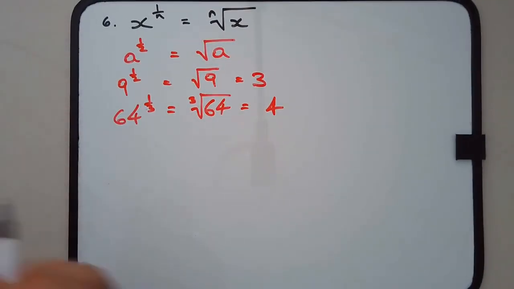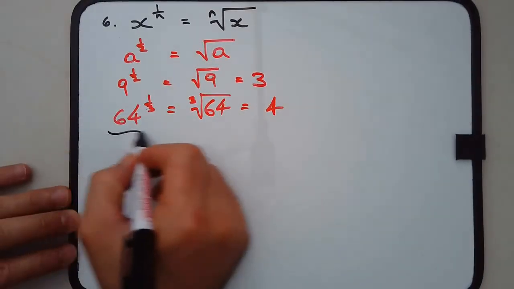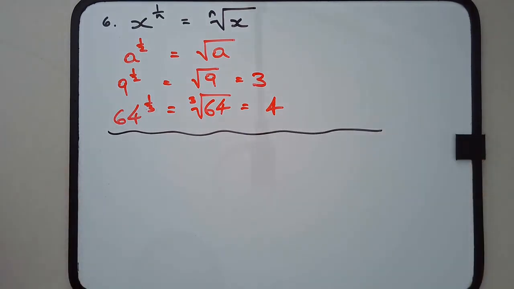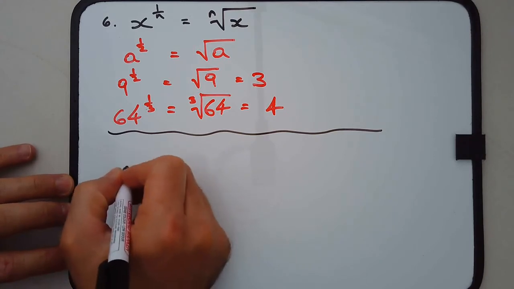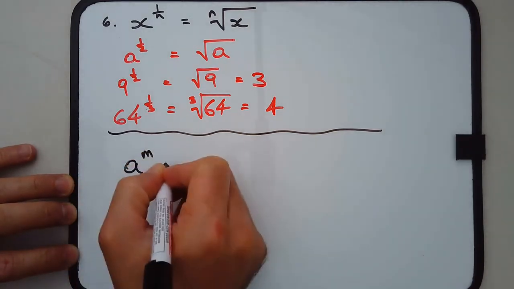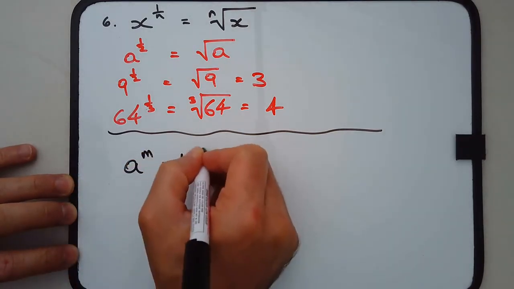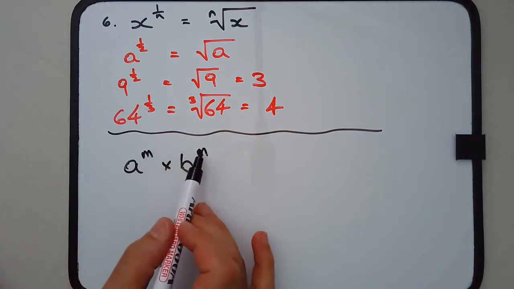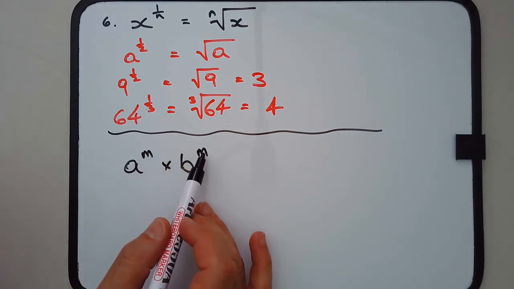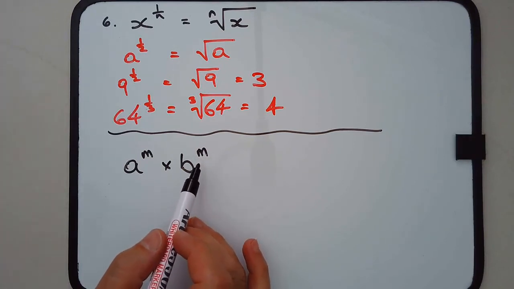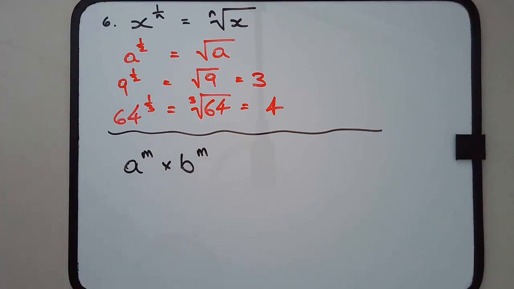Now there is one other rule. It's kind of an extension of one of the previous rules that we've looked at. Let's say you had two terms being multiplied together, but the bases are different. So let's say you had a to the power of m times b to the power of m. Now, if the indices are identical, this is really just the converse of the power to power law. That's law number 3, if you remember that.